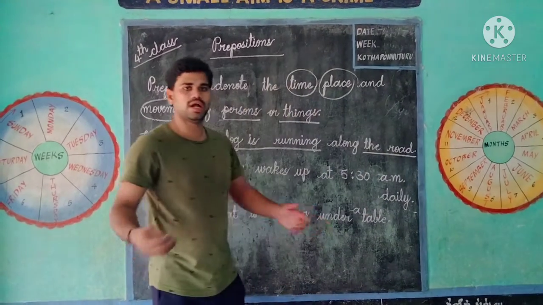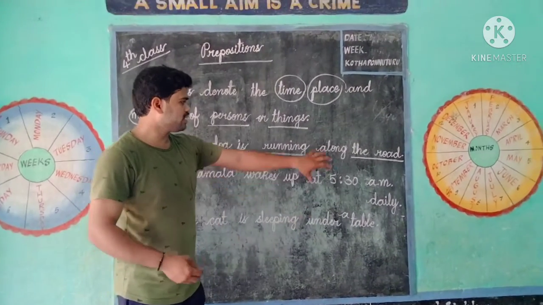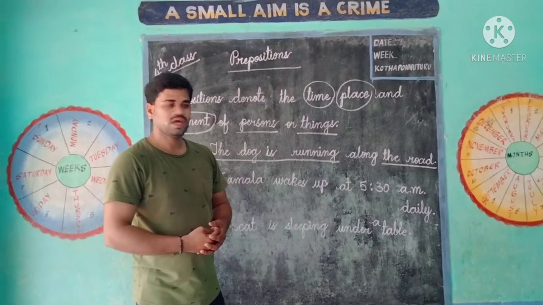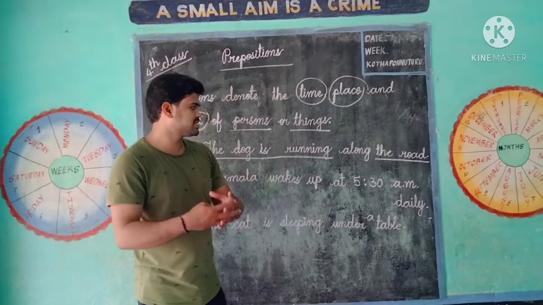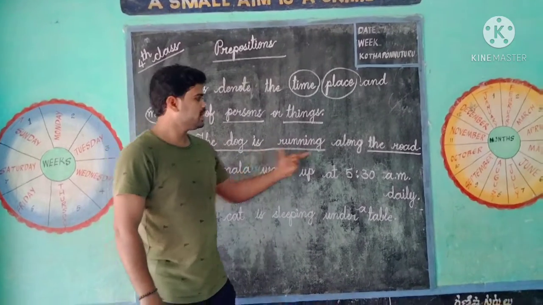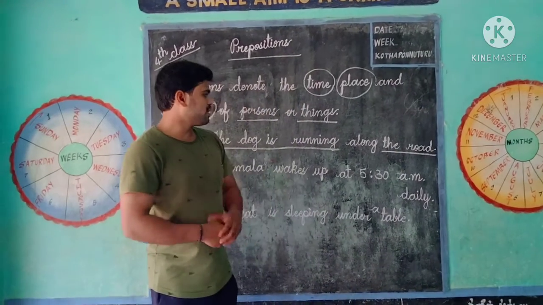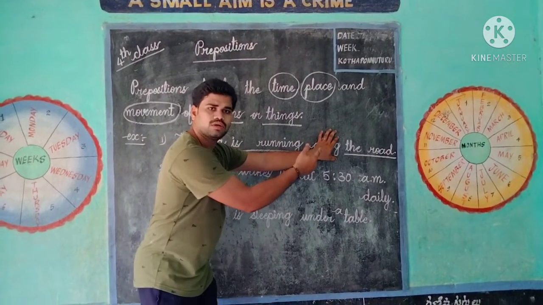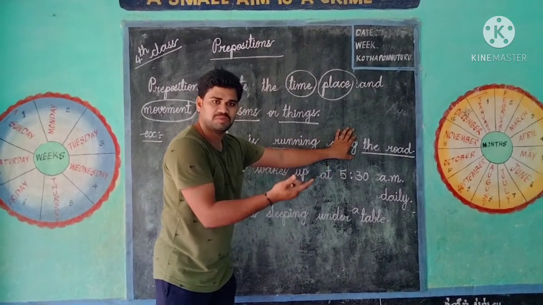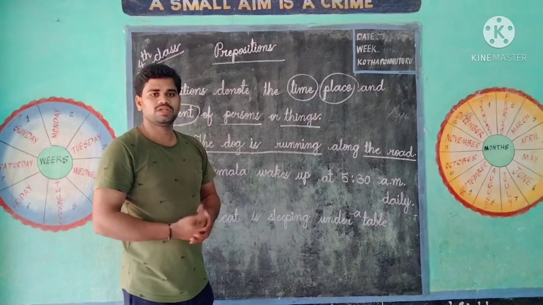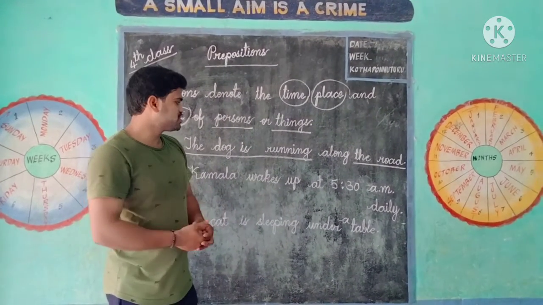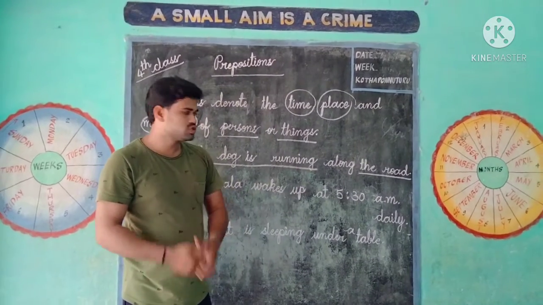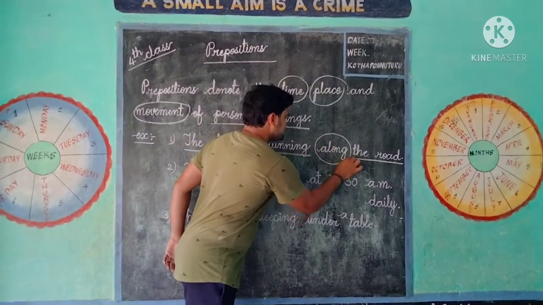The road is a naming word. Now, here the word along connects these two parts. The dog is running and the road. If we don't write along here, the dog is running the road. Is it meaningful? No, it has no meaning. It's not meaningful as a sentence. That's why here the word along connects the two parts in a sentence. So here along is a preposition.